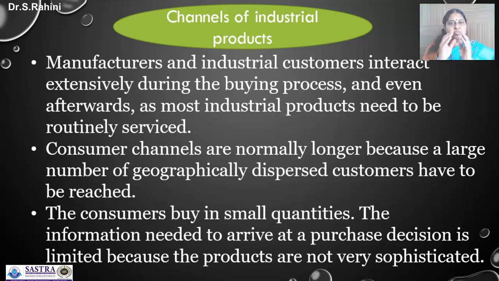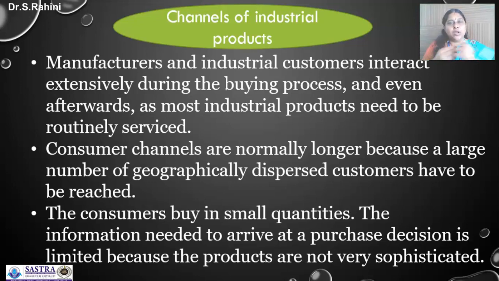Consumers buy in small quantities compared to industrial products, and the information needed to arrive at a purchase decision is limited because the products are not very sophisticated. They will just order for their day-to-day expenses like FMCG products, fast-moving goods, grocery items, or sometimes apparel. And very rarely they will go for durables like chairs, cots, mattresses, washing machines, refrigerators, all those items.